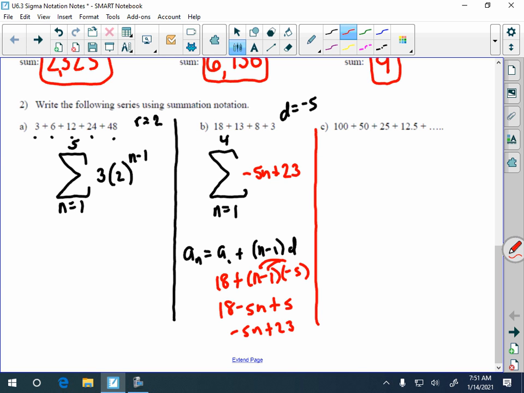All right, and then the last one, C. Sigma notation. All right, so to get from 100 to 50 to 25, looks like we're dividing by 2, but that's the same as multiplying it by half. So this is geometric. n equals 1 on the bottom. Now, because of the dot, dot, dot after it, this is going to go on forever, so it's infinity at the top. And then our geometric rule is just like A, the first term, 100, times r, raised to the n minus 1. Right? And that's it.